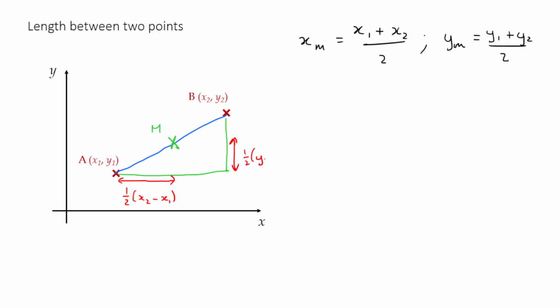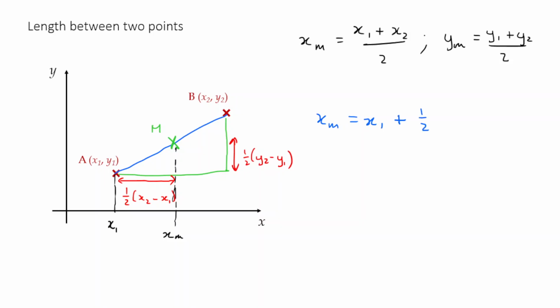of y2 minus y1. So then how do I get to the x-coordinate value of the midpoint? Well, actually, what I've got to do is take this x-coordinate value of x1 plus the half of x2 minus x1. Right? That's how I get that.